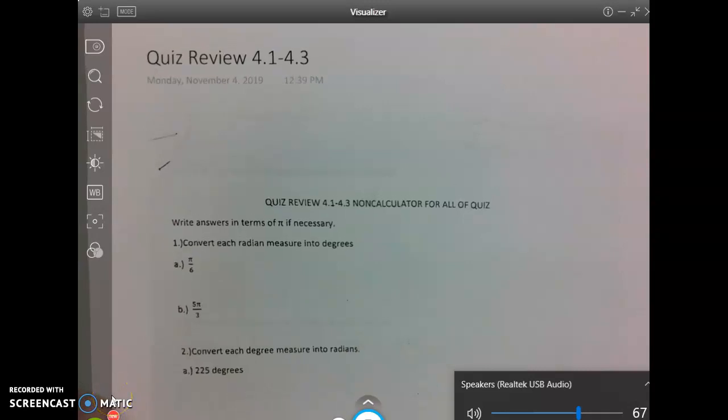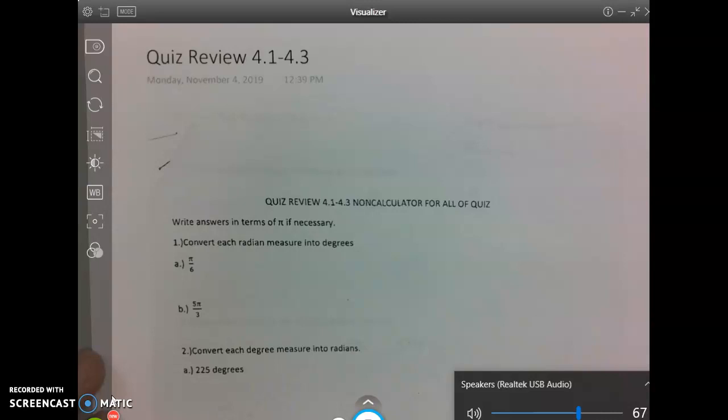Quiz Review 4.1 to 4.3. This does say non-calculator for all of the quiz, but obviously you will be allowed to use a calculator. It says write answers in terms of pi if necessary.